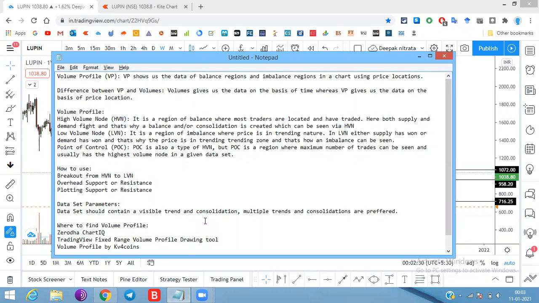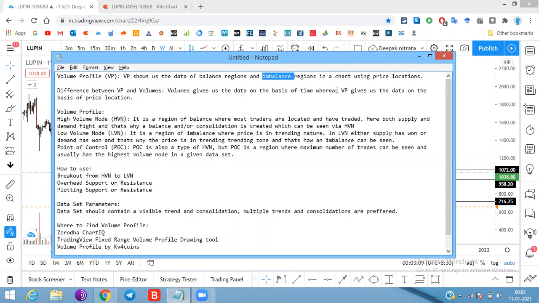This is Dhruvin Jain here, and today we will be learning about a very easy topic, but I don't know why people try to make it sound so hard, which is volume profile. So what is volume profile? Volume profile is nothing but an interpretation of data which shows us balanced regions and imbalanced regions in a chart using the locations of prices.